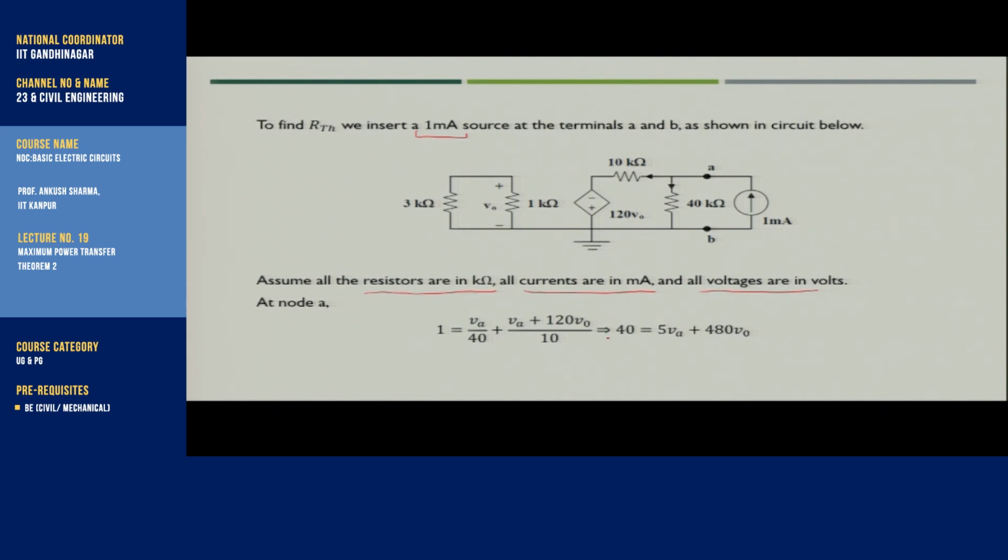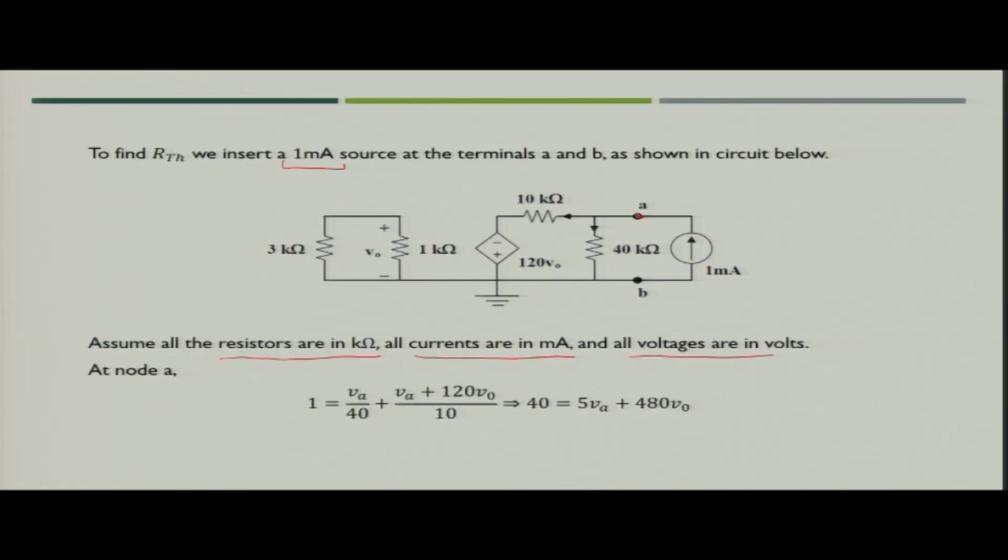Now, what we have to do? Let us apply the Kirchhoff current law at node A. So, this current source is supplying current to node A from this side, and let us assume that the direction of current in other two segments is as shown in the figure. So, what you can say? You can say 1 milliampere is nothing but the sum of current going outside the node.